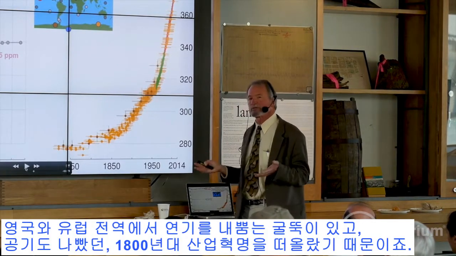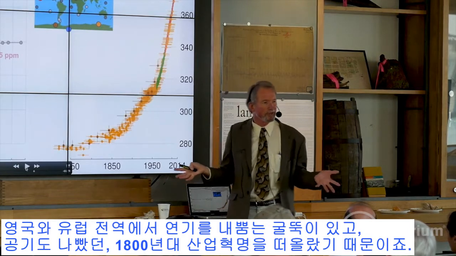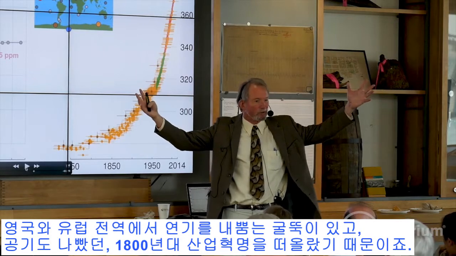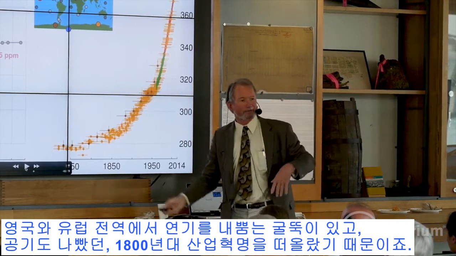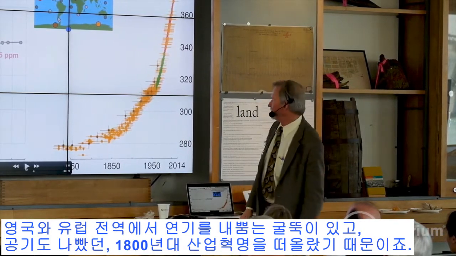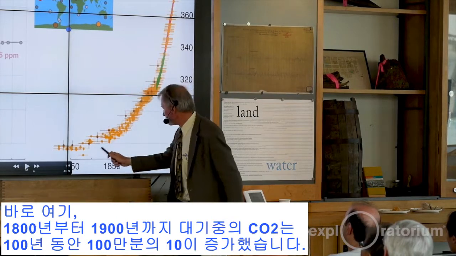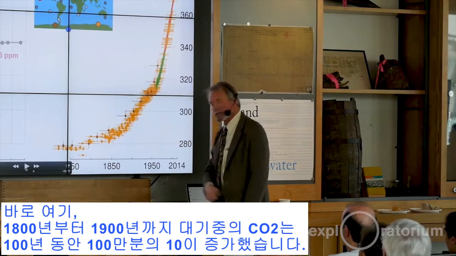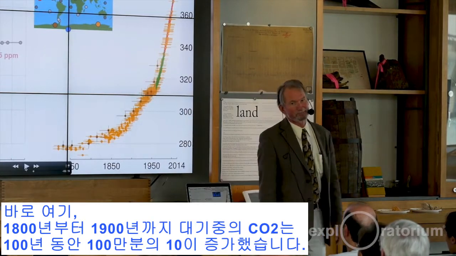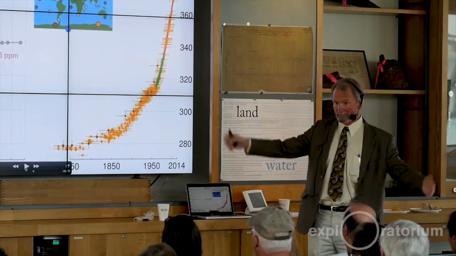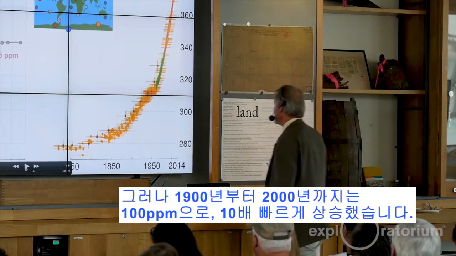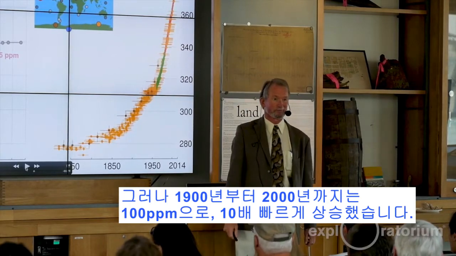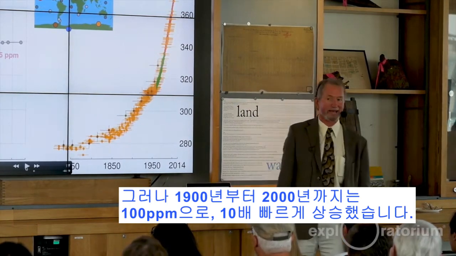Because we think of the Industrial Revolution, that was the 1800s, and the first thought that comes to mind is England with smokestacks spewing out smoke, and all over Europe this was happening, and the air was bad and everything. Well, from 1800, right here, to 1900, CO2 went up 10 parts per million, over 100 years. From 1900 to 2000, it went up 100 parts per million, 10 times faster.